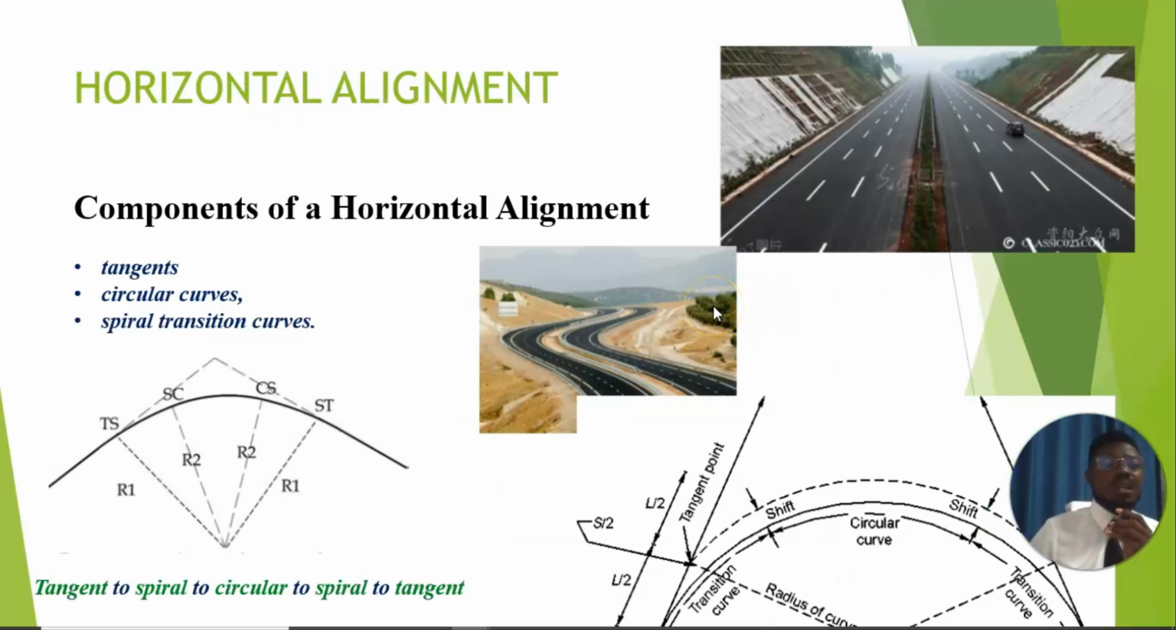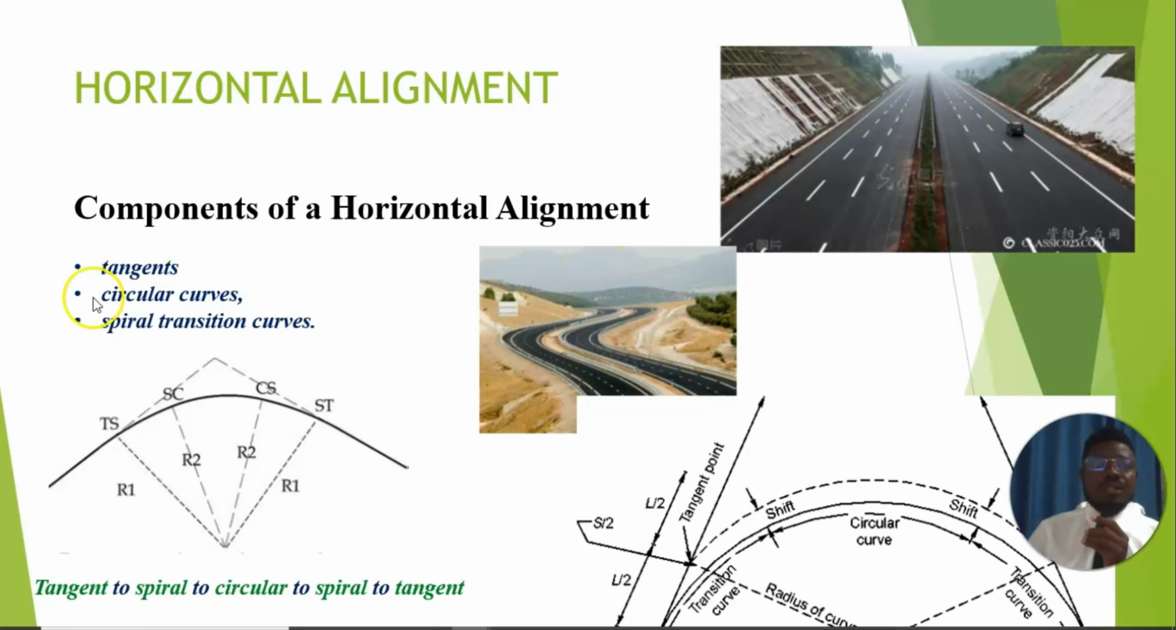Okay, so we have the components of a horizontal alignment. We have three of them. We have the tangent, we have the circular curves, and we have the spiral transition curves. In most cases, we also call it the transition curves. And when we're looking at the tangent, we know tangent is usually more like a straight line. We can see from the first picture here, you can see it's a straight form. The straight form like this, then we can say this is a tangent.